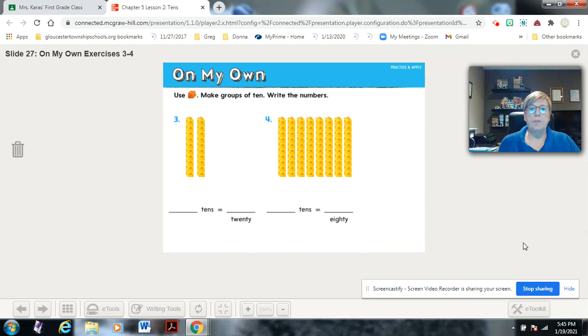Okay. On your own, you're going to look at how many groups of 10 there are, and then what the number is. So this is number 3. Blank tens equals, let's see, 10, 20. It says 20. But remember, this is how many rods, how many groups there are. Okay? All right. So solve number 3 and 4. Pause the video and come back and check your answer.